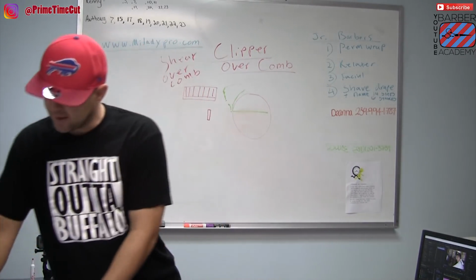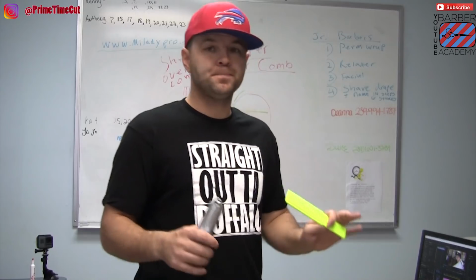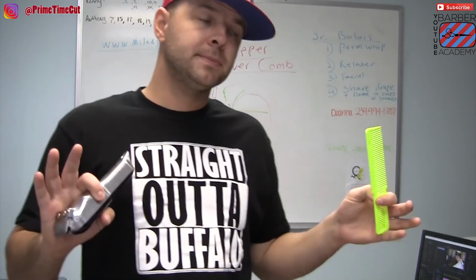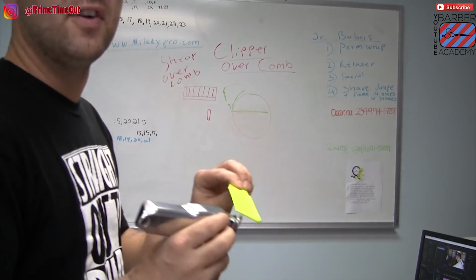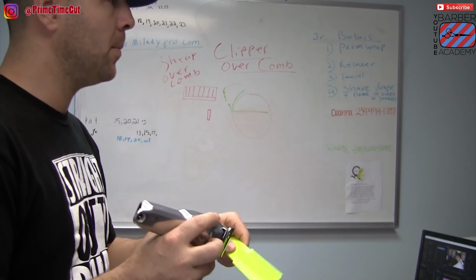Okay, back to clipper over comb for a second. There's basically, I would say, between 3 or 4 techniques for the way that you put the comb in. So the one we talked about so far is the rolling of the comb, right?